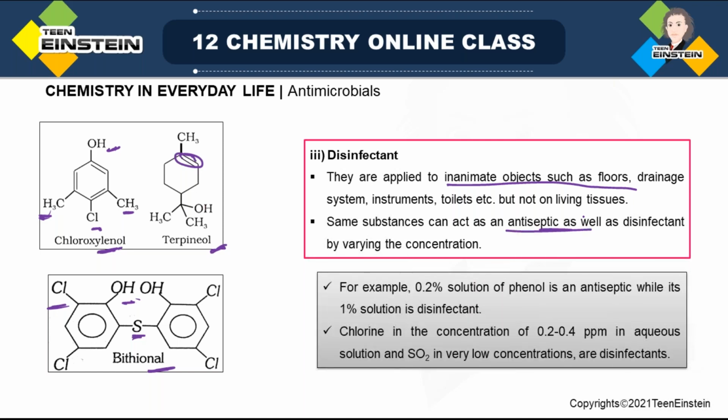So, for example, if we have phenol solution which is 0.2%, very dilute, then it can be an antiseptic. But if it is 1%, that is higher than 0.2, now it will be a disinfectant. The second example, chlorine, when the concentration is 0.2 to 0.4 parts per million (ppm) in aqueous solution, and SO2 in very low concentration, they will be disinfectants. Fine. So these are some examples.